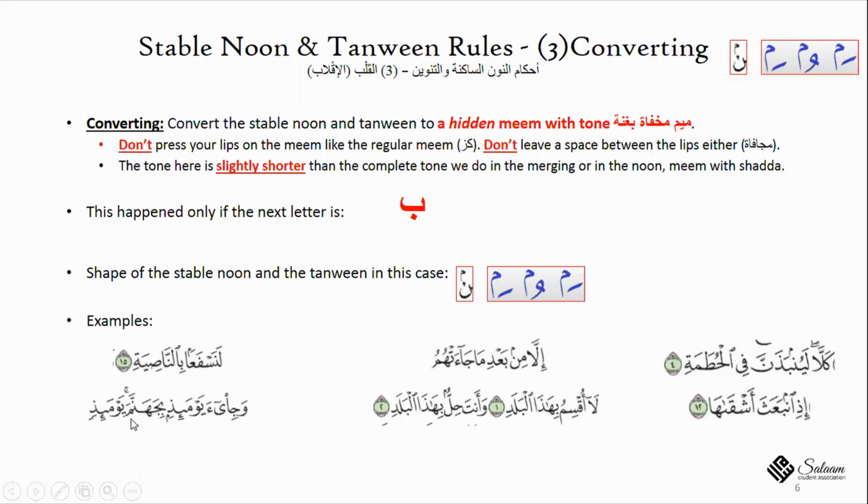If you notice this one, same thing. Noon shadda ghunnah is longer than the ghunnah here.